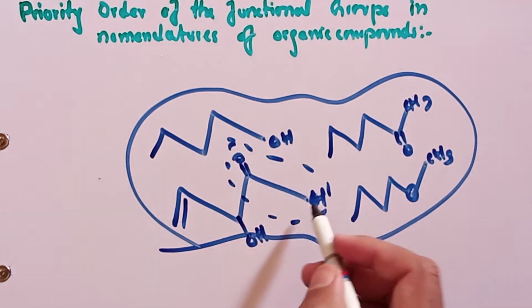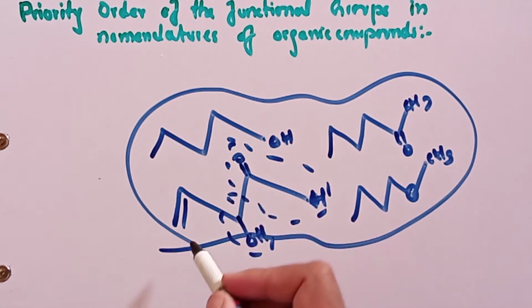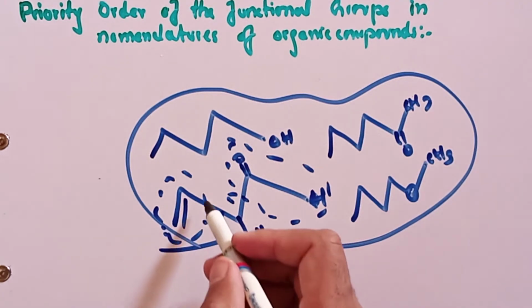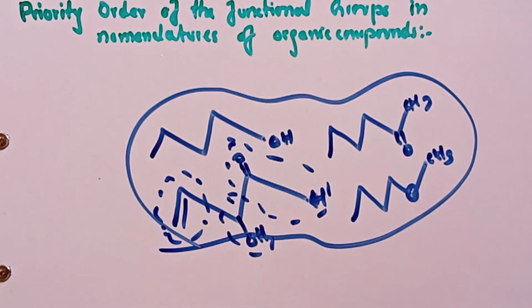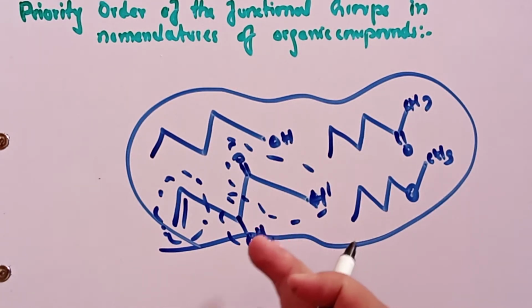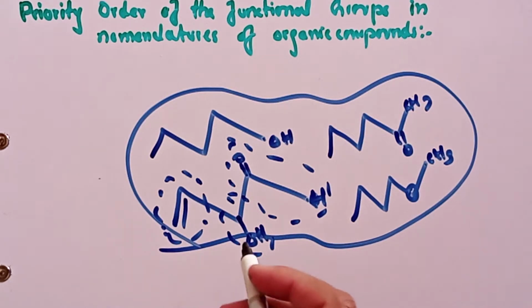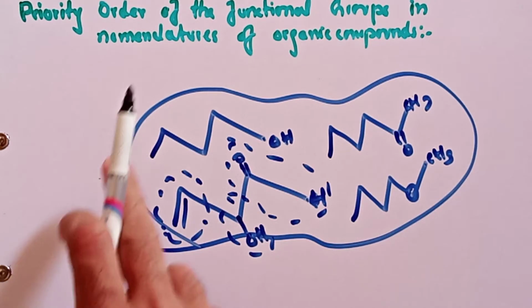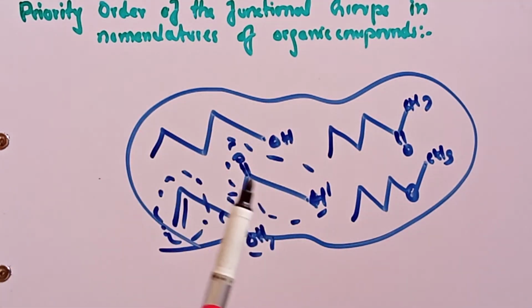This is one functional group, the aldehyde functional group. This is the alcohol functional group. This is the alkene functional group. So which property will the compound show: aldehydic property, ketonic property, alcoholic property, or alkenic (olefinic) property? You can determine that from the priority order of the functional groups. So it is a very important topic.